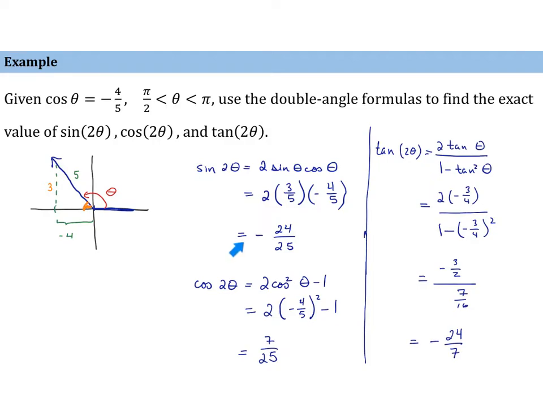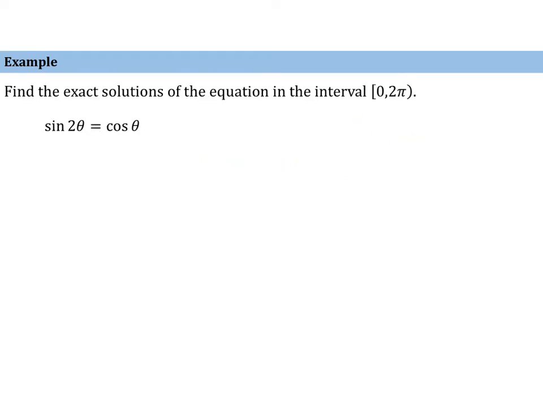If we look at the quotient of sine of 2 theta over cosine of 2 theta, negative 24/25 divided by 7/25 does indeed yield the answer we just obtained for tangent of 2 theta. So let's look at how to solve an equation using our double angle identity.